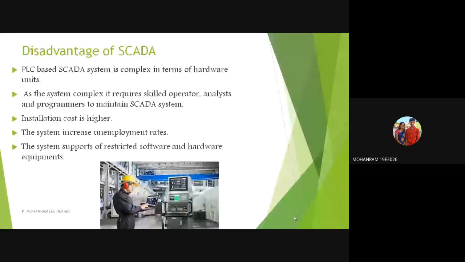And the installation cost, the cost of SCADA installation is much higher. And the unemployment rates, if there is no influence of humans, unemployment rates increase gradually due to installation of SCADA systems in the industries. And the hardware and the software are unique so that any other software and hardware of other systems cannot be used in SCADA system. The software and hardware are unique in nature for SCADA system.